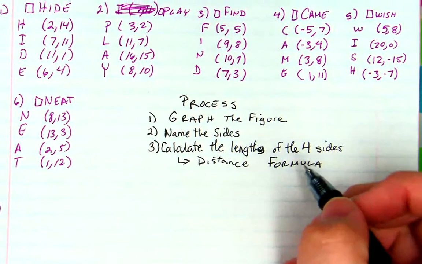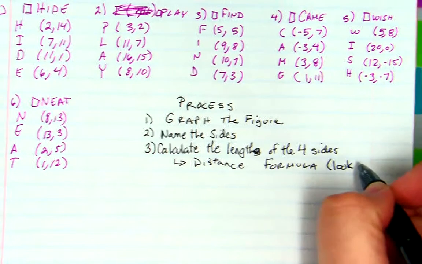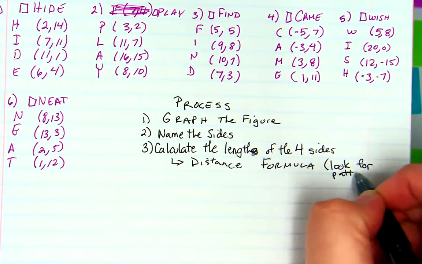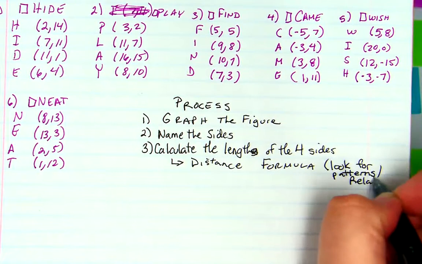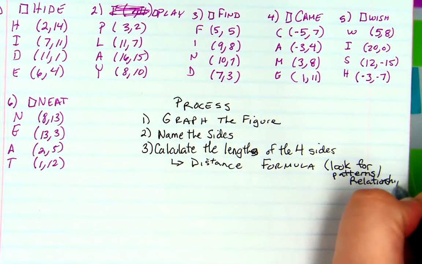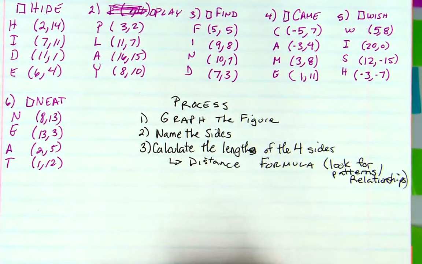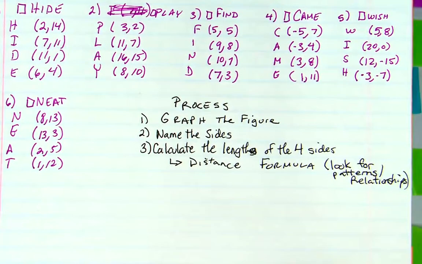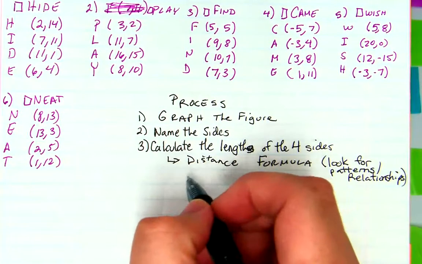And then after every time that you do this, look for patterns and relationships. That's what we're going to do. We're going to see if there's anything special that happens once we find the sides. And we need a kind of an accurate picture of it so we can label the sides. So we're going to use our distance formula in that case.